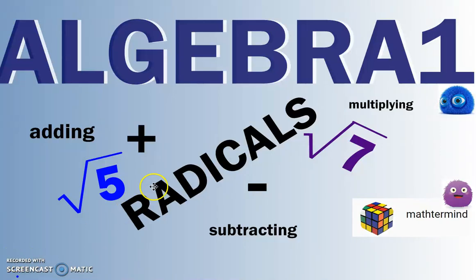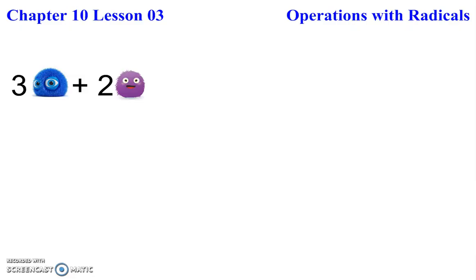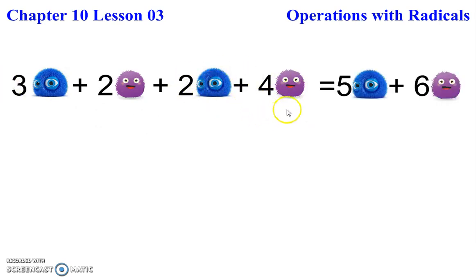Hey, hey, hey, we're having fun with radicals in Algebra 1, adding and subtracting and multiplying. So, let's say, for example, you have 3 of these blue fuzzy guys and 2 of these purple fuzzy guys. Well, along come another couple of blue fuzzy guys and 4 more purple fuzzy guys. How many total blue fuzzy guys are there? There are 5, that is correct, and there are 6 total purple fuzzy guys. So 5 blue guys, 6 purple guys.